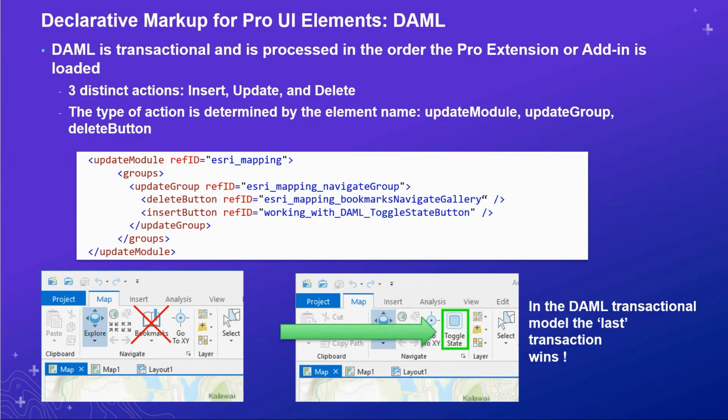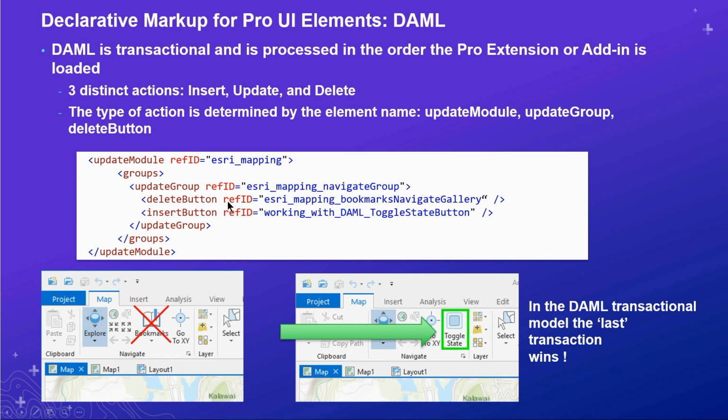The DAML is transactional and is processed in a sequential manner. There are 3 distinct actions. The insert action, where you insert new UI elements into the Pro's interface. The update action, which allows you to make modifications to the existing UI elements. And the delete action, which allows you to delete UI elements.